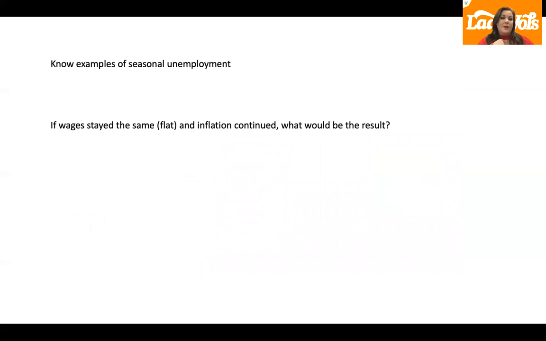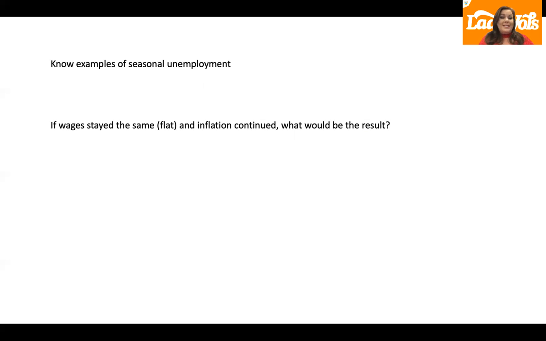Helps the economy. You need to know examples of seasonal unemployment. If I gave you a list, you should be able to identify which one's the seasonal unemployment. Seasonal unemployment is like lifeguards in the summer or snow ski instructors in the winter. They're only going to work for a certain amount of time. Those would be seasonal. Jobs at Christmas.